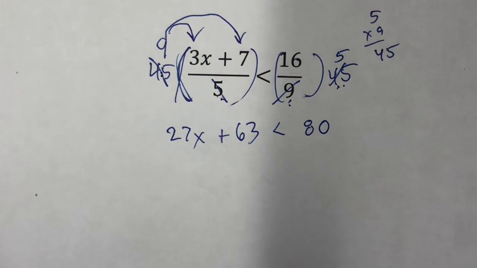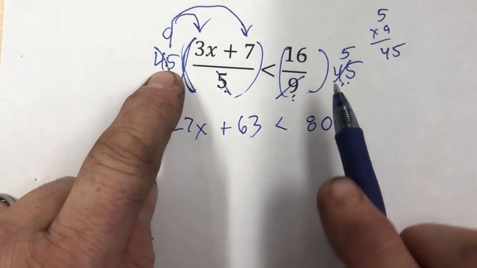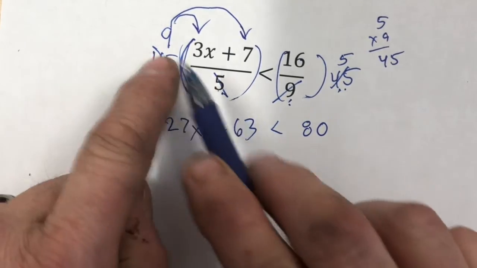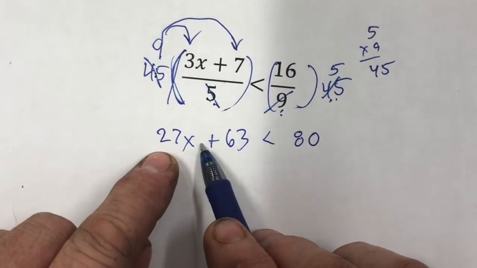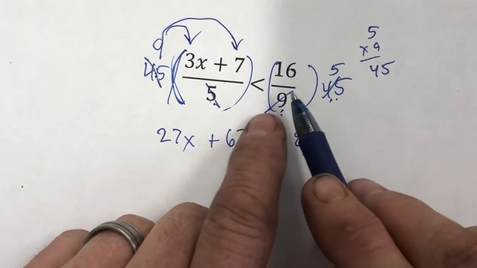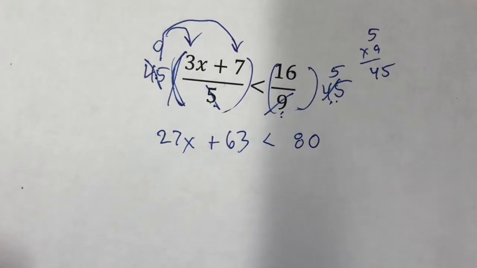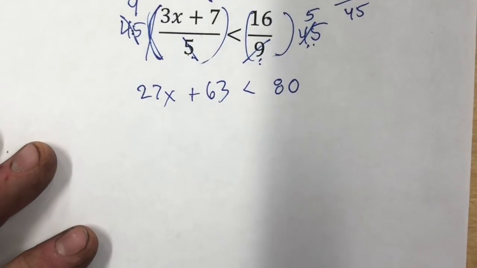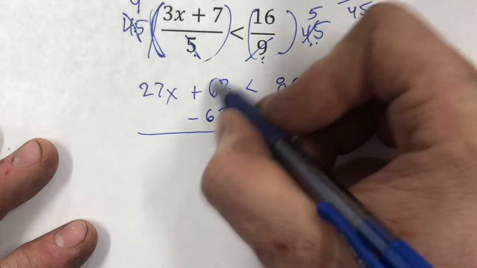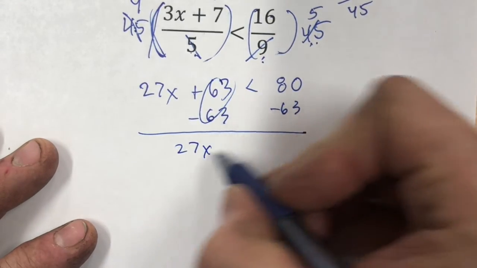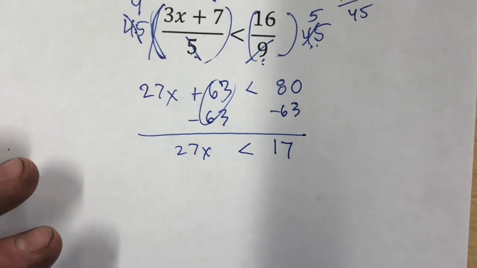And there you go. So look at this again. I multiply both sides by 45. On this side, 45 divided by 5 is 9. So these cancel, and I have 9 times this, which gives me that. When I multiply over here, 45 divided by 9 is 5. So these cancel, and I have 5 times this, which is 80. And now this is just the same as other ones we've done. We subtract 63 on both sides first. That'll go away. So I have 27x is less than, let's see, what is that, 17?